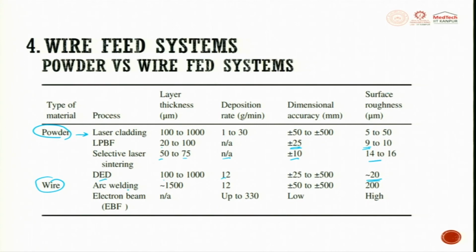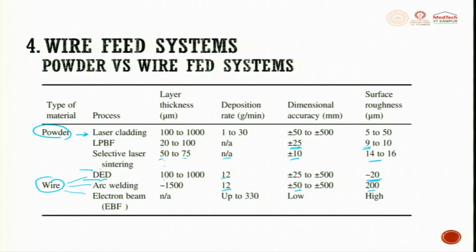When we talk about arc welding, so this is all done as far as powder, and here we have direct energy deposition, arc welding and electron beam. So, here you can have arc welding, which is around about 1500 microns will be the layer thickness. The deposition rate will be 12. The dimensional accuracy is almost the same as DED and the roughness goes very high up to 200 microns.